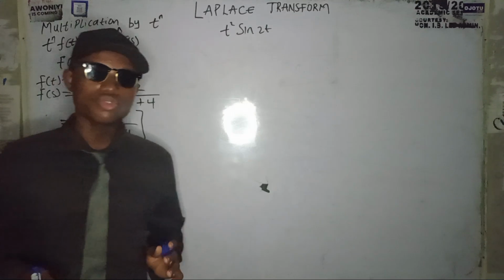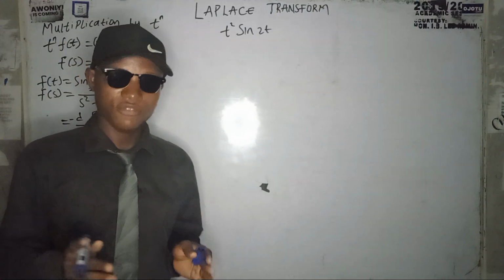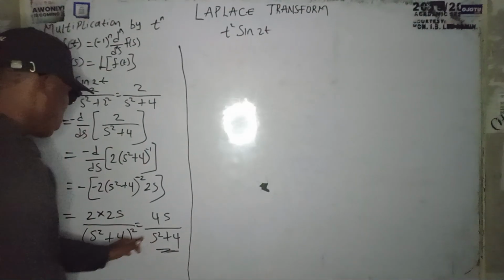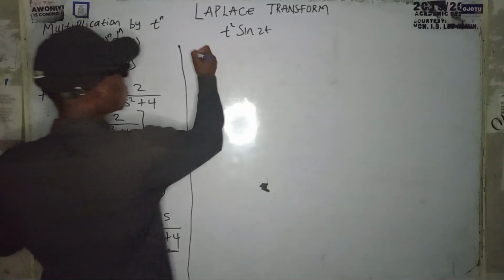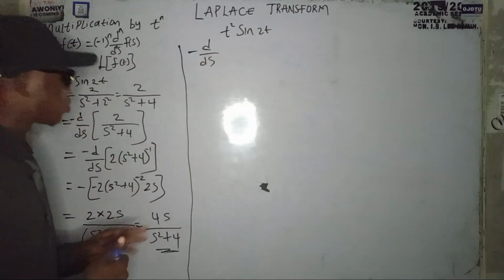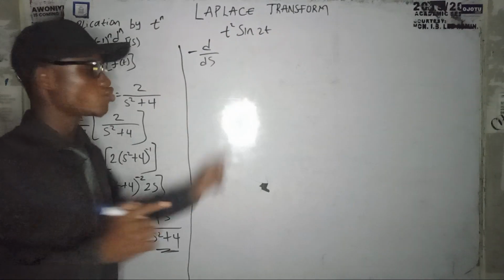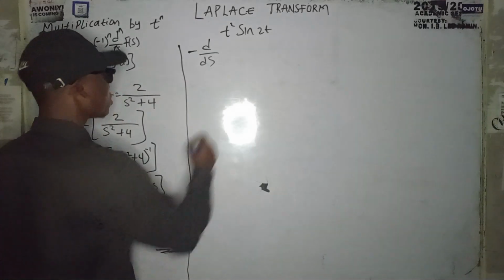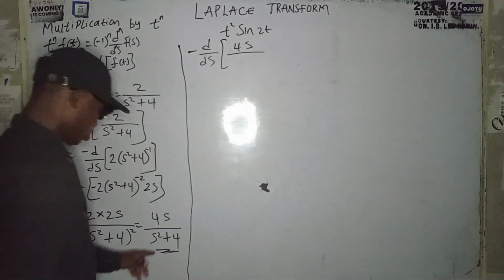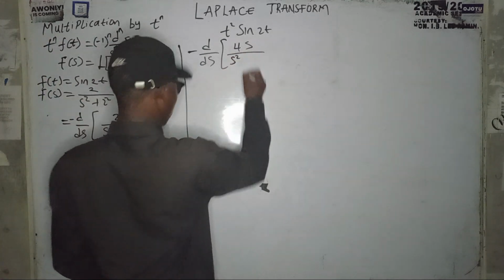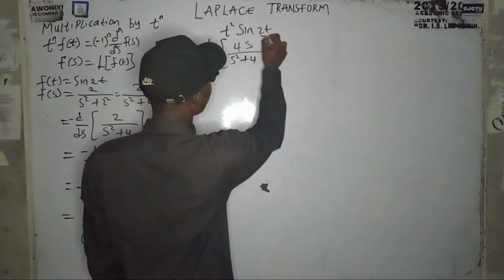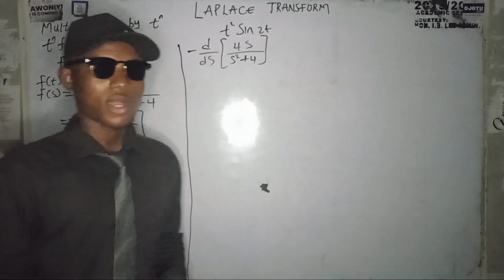Then we are also going to do the second differentiation. So doing the second differentiation, we are going to differentiate this again, with a minus, the differentiation with respect to s again, because that is the second time. T is raised to the power 2, so that means 2 times we are differentiating this 4s over s squared plus 4. So here we do not have a choice, we just have to use our quotient rule.